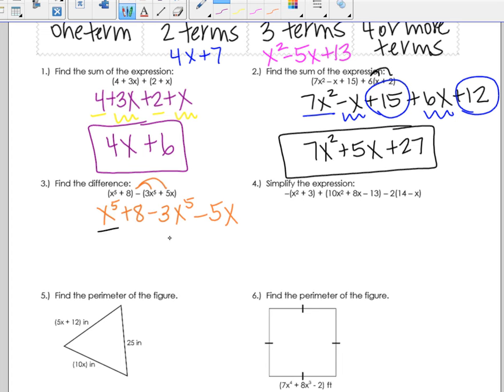So we have an x to the 5th and a negative 3x to the 5th. Since they're both x to the 5th, those are like terms. And then 8 is the only constant, and this is the only x term. So you're going to end up with a trinomial because you have 3 different types of terms. X to the 5th minus 3x to the 5th is negative 2x to the 5th. And then the x is on its own, so it doesn't change, as does the 8.